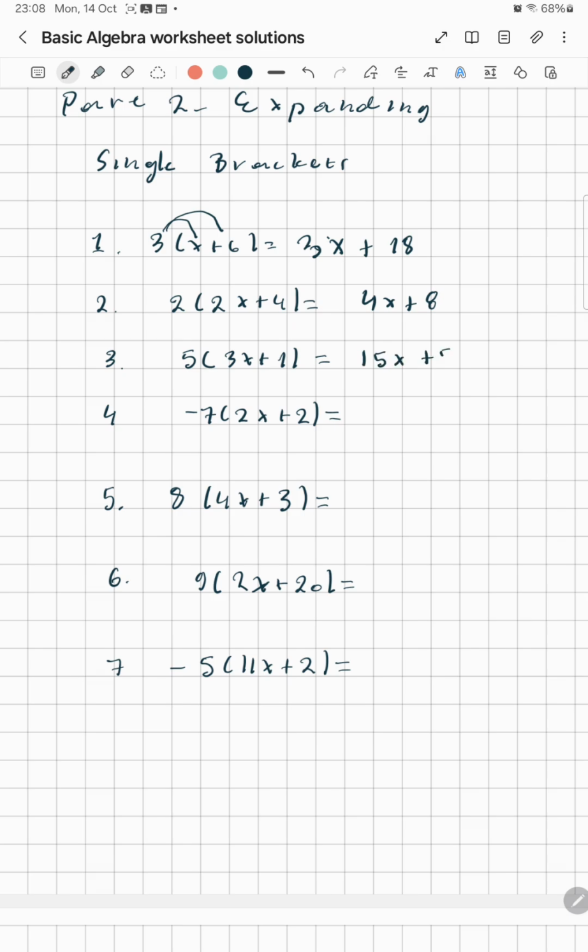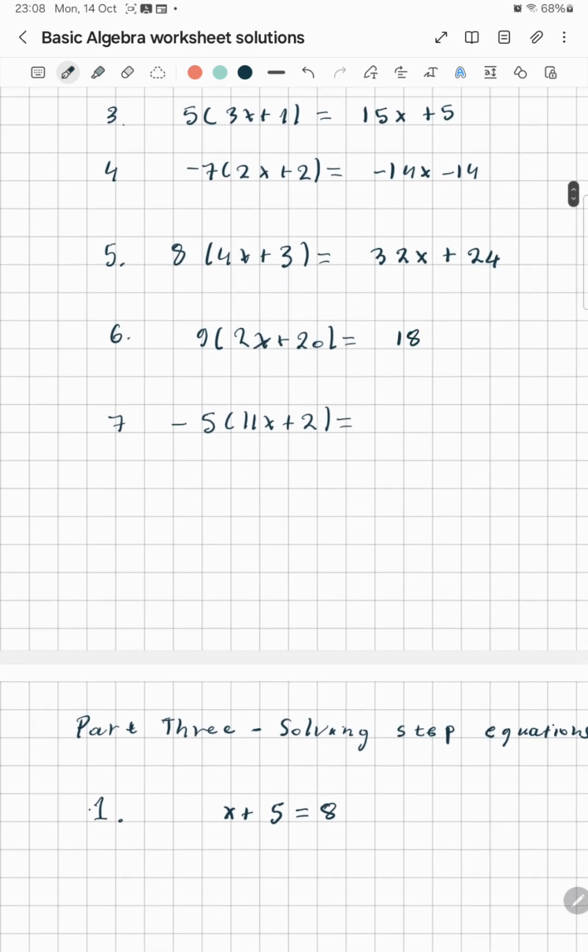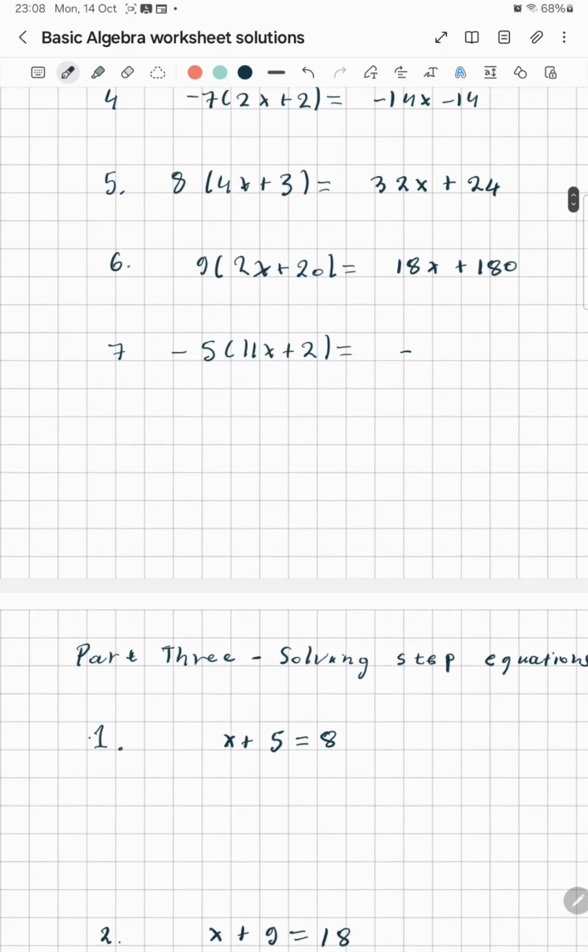15x plus 5, minus 14x minus 14, 32x plus 24, 18x plus 180, and minus 55x minus 10.